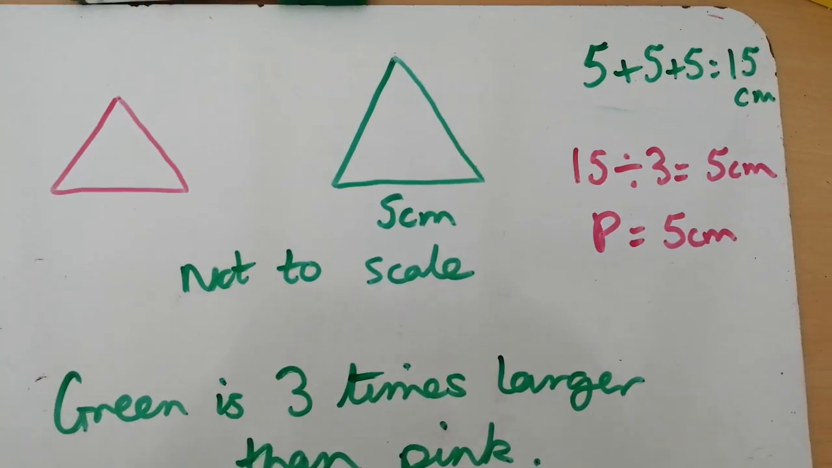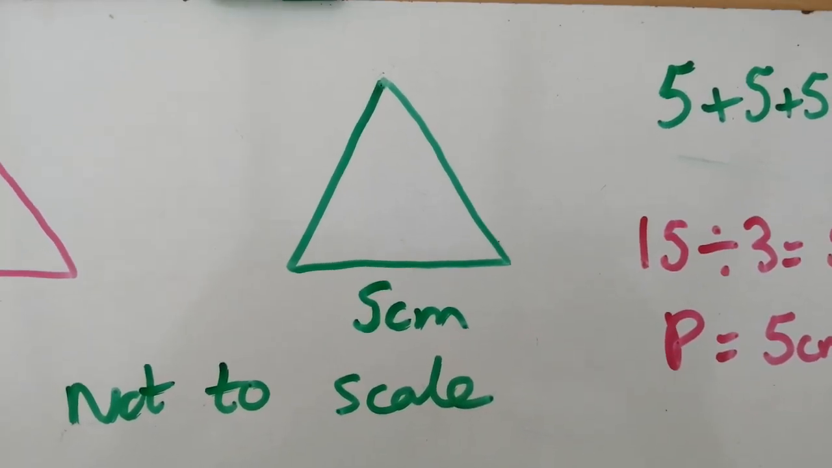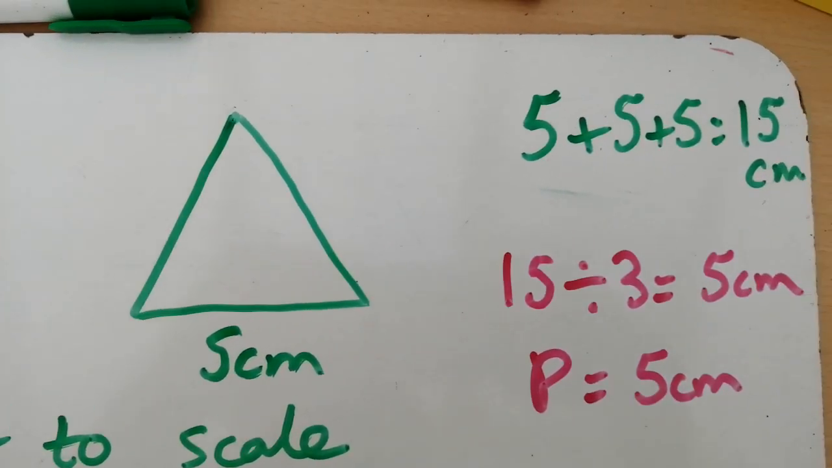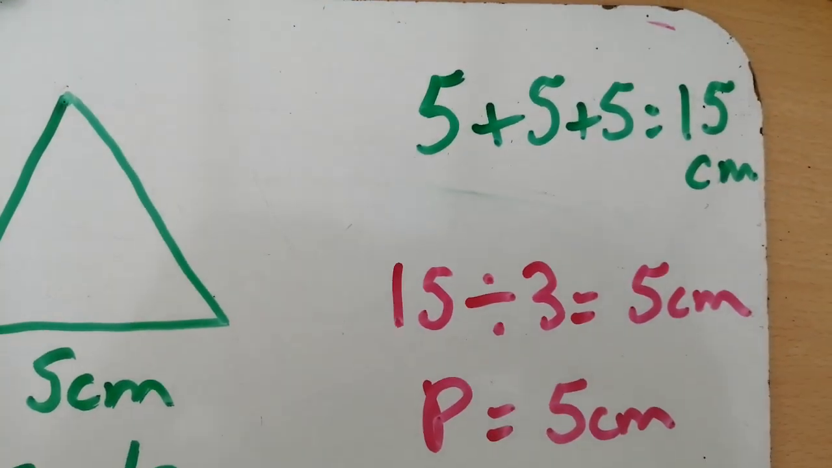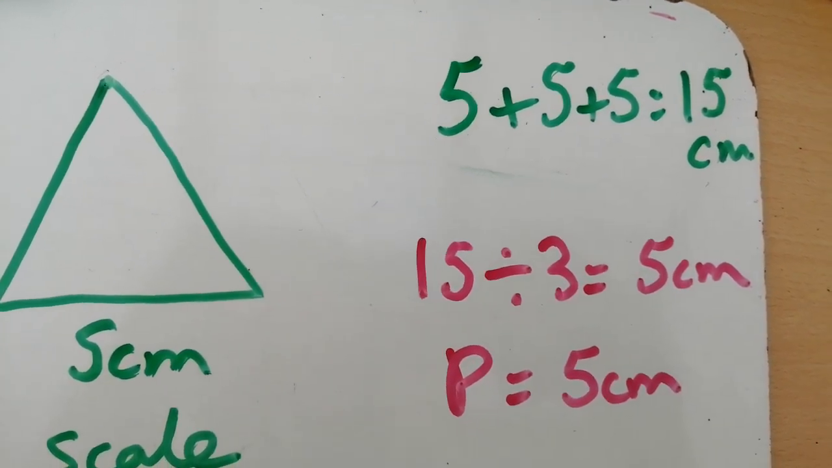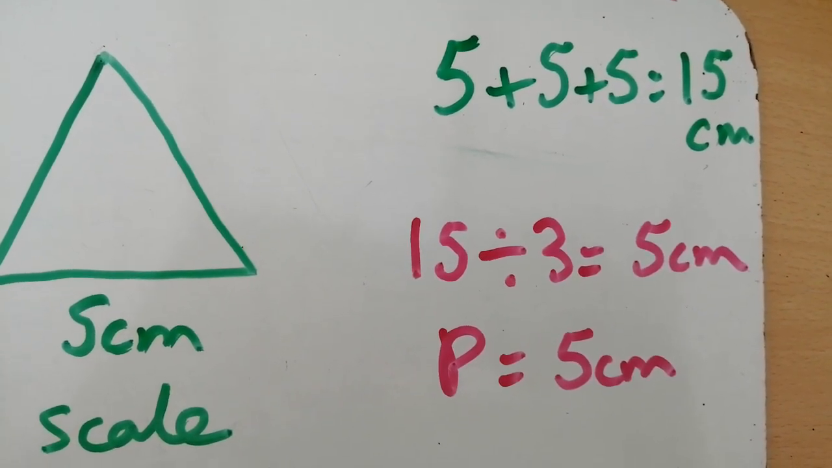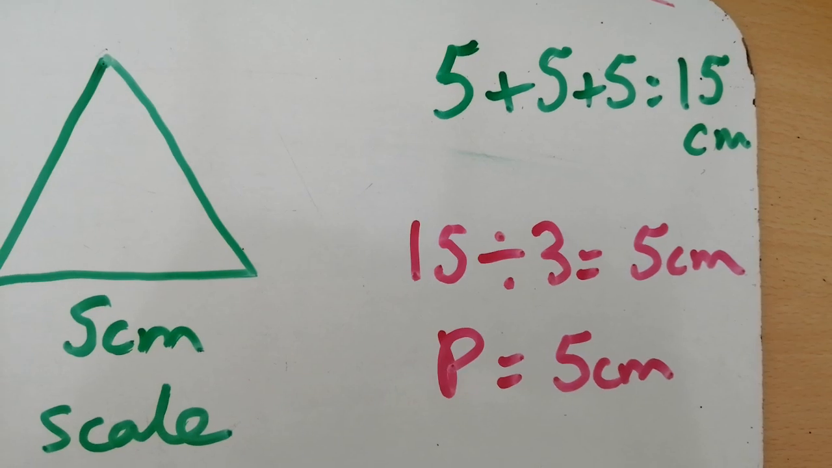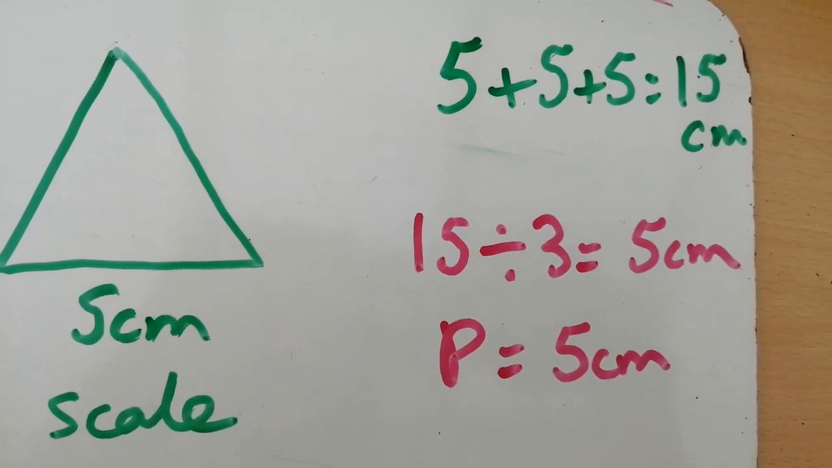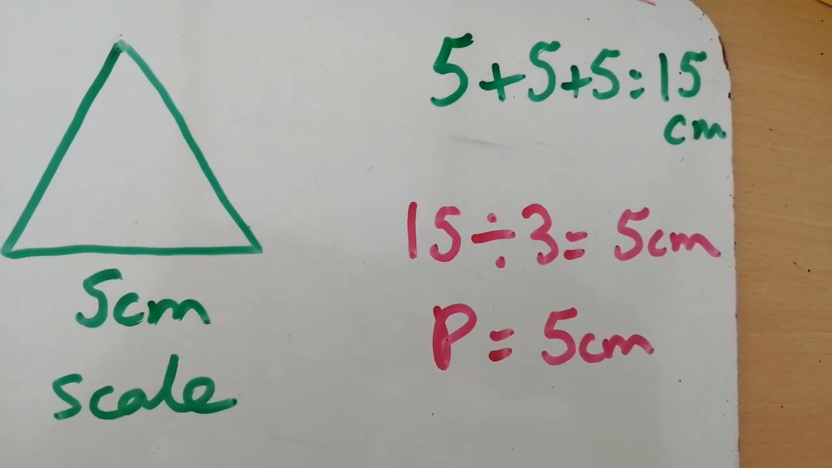And here's an answer for you. So you know that the base of the green triangle was 5 centimetres. It's an equilateral triangle, so each side is also going to be 5 centimetres. 5 plus 5 plus 5 is 15 centimetres, so that's the perimeter of the green triangle. And the pink one is smaller. It's a third of the size. The green one is 3 times larger. So if you divide the perimeter of the green one by 3, that gives you 5 centimetres, so the perimeter of the pink one is 5 centimetres.